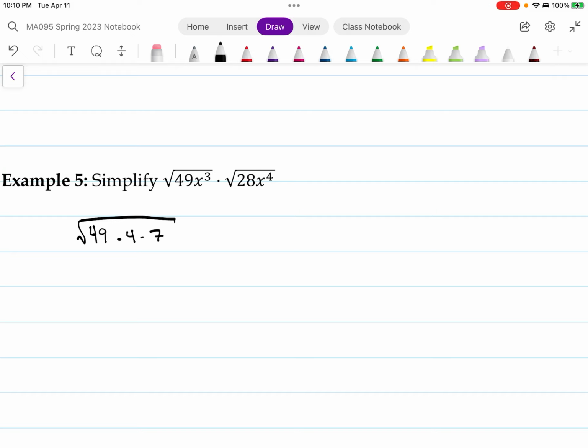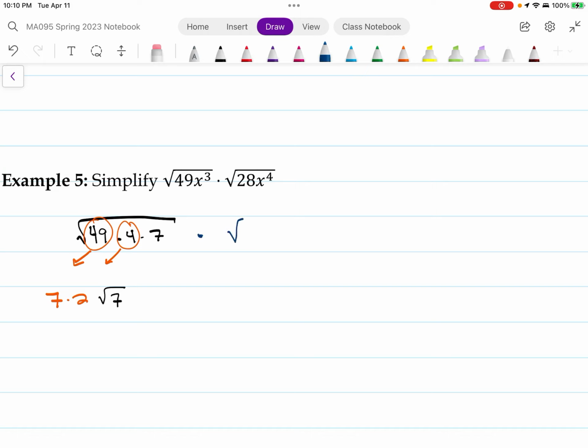All right, so I know that 49 is a perfect square, and so is 4. So I know those are going to end up coming out. And I get 7 times 2. And then underneath, I will be left with square root of 7. So now I'm done with the numbers. That's taken care of. So now let's look at the x's.